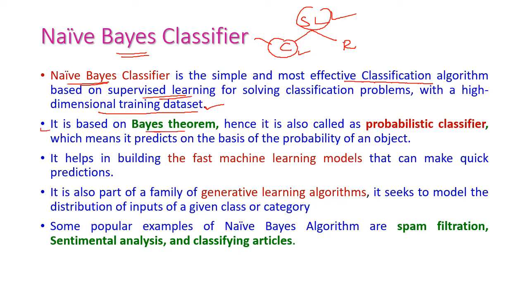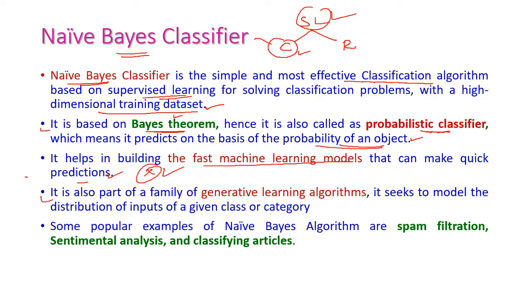It is based on Bayes theorem. So it is also called as probabilistic classifier, because the Bayes theorem is used to predict based on probability of an object. Right? It helps to build fast machine learning models that can make quick predictions.